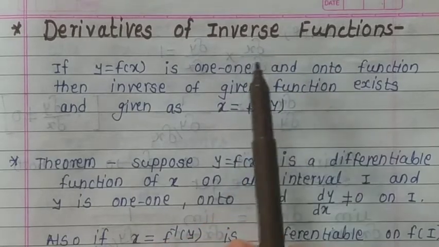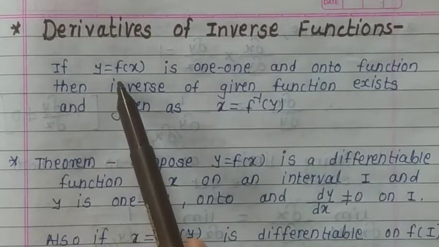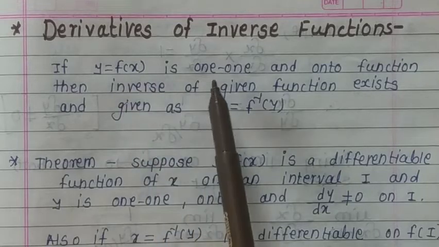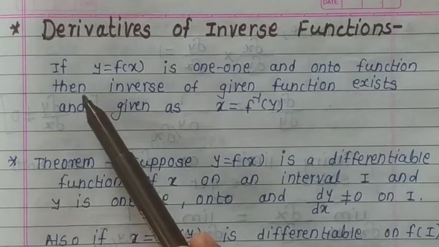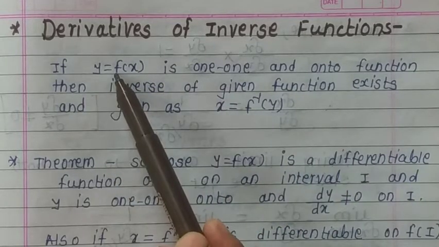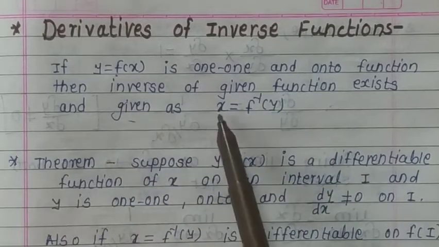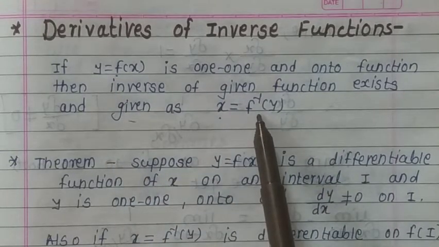Inverse functions means if y equal to f of x be a function of x and which is 1, 1 and onto, then the inverse of this function exists and which is given to be x equal to f inverse of y.